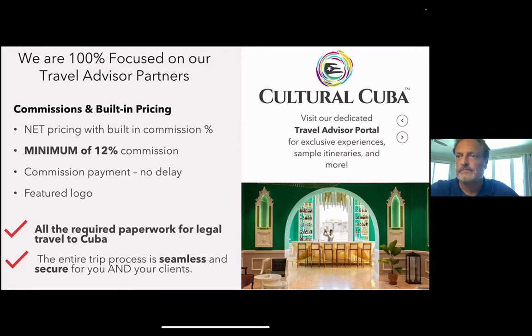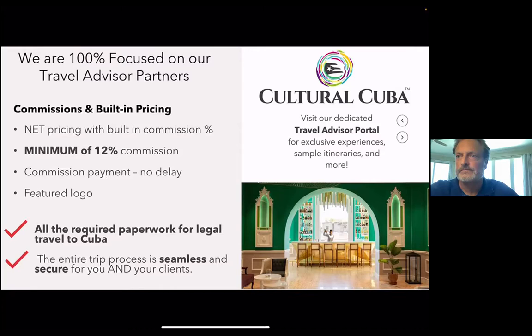And this is key for a lot of reasons. Obviously, there's the obvious one, which is we do not go after your clients. And I'm sure at this point, many of you are fed up with the hotels and tour operators and cruises and everybody else who, of course, work with you, but are also targeting your clients directly.